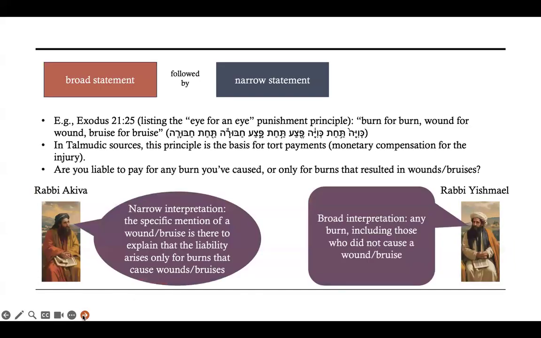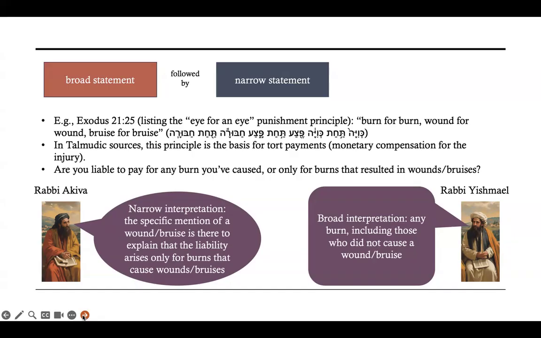So the first situation is broad statement that's followed by narrow statement, and the question is, do we look at this the way that Rabbi Ishmael would as ribui umiut, or do we look at this the way Rabbi Akiva would as klal ufrat? Here's an example. Exodus 21:25 lists the eye for an eye punishment principle that you probably remember from biblical classes. And among the things that are listed where a person is supposed to get their just desert, verse 25 says, Kviya tachat kviya, petza tachat petza, chabura tachat chabura. Burn for burn, wound for wound, bruise for bruise.